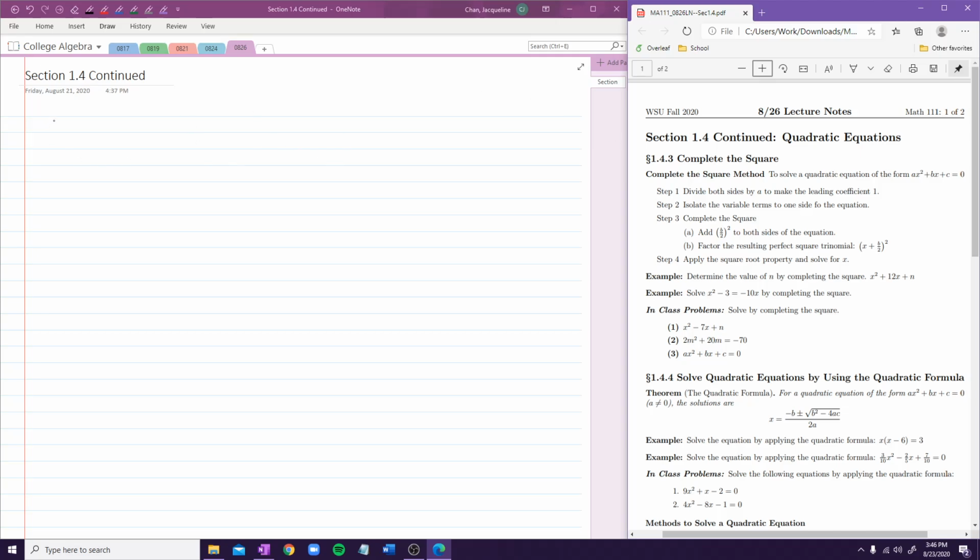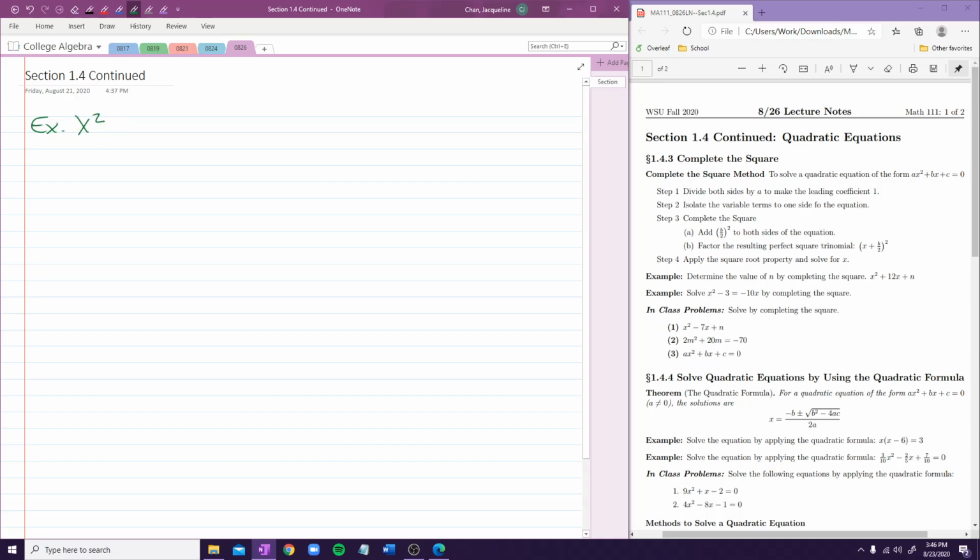So first of all, before we learn about the completing the square method, we have to learn about completing the square. So let's focus on step 3. To complete the square, we're going to add. This has to do with an equation. I'll just talk about completing the square.